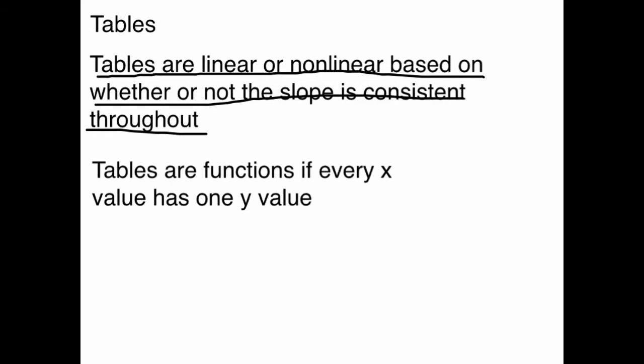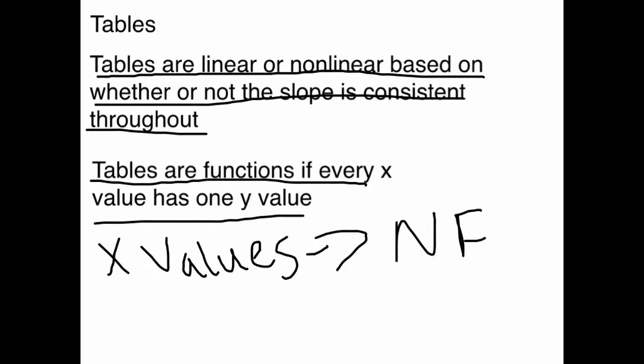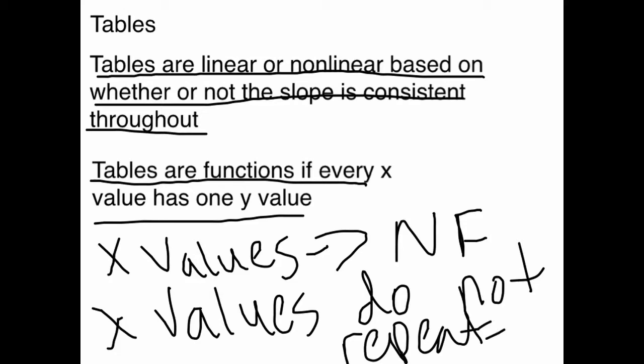Tables are functions if every x value has only one y value. And the way that we figure that out is, again, if x values repeat, it means it's a non-function. If x values do not repeat, it's a function. All right, let's go ahead and do an example.